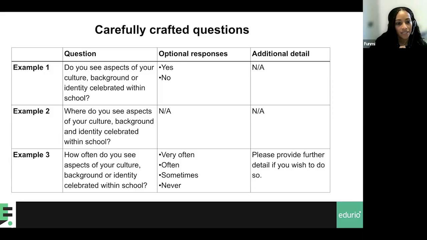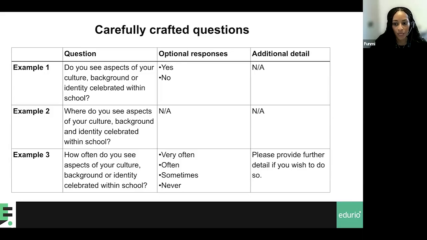And then in contrast, example three, how often do you see aspects of your culture, background, or identity celebrated within school? Then you've got the options very often, often, sometimes, and never. And then on top of that, you've got the provision that allows people to provide additional detail if they want to do so. And this phrasing allows for a more nuanced response. It acknowledges that representation isn't always absolute. In fact, quite rarely it is because we all have multiple facets to our identity. And it can also vary in frequency.